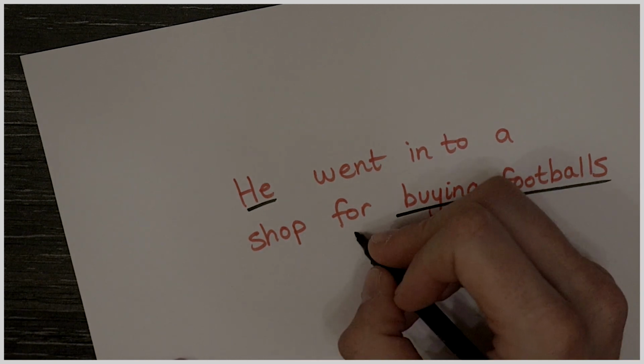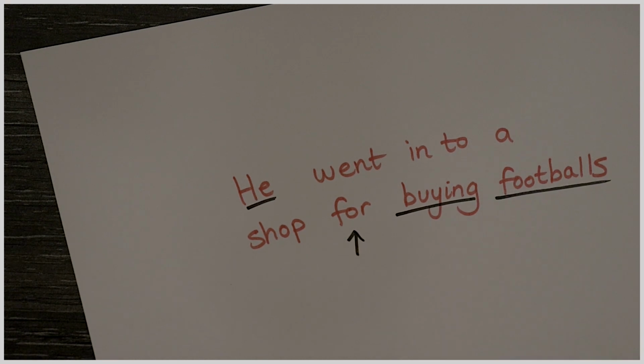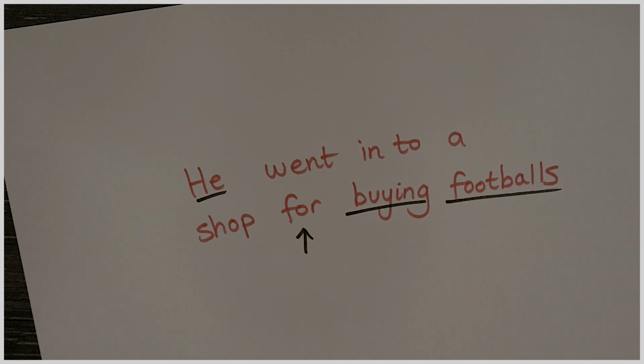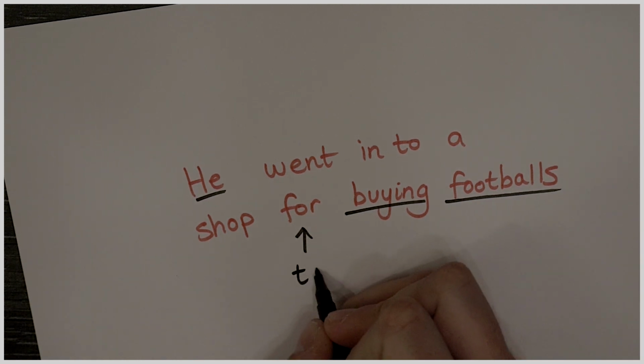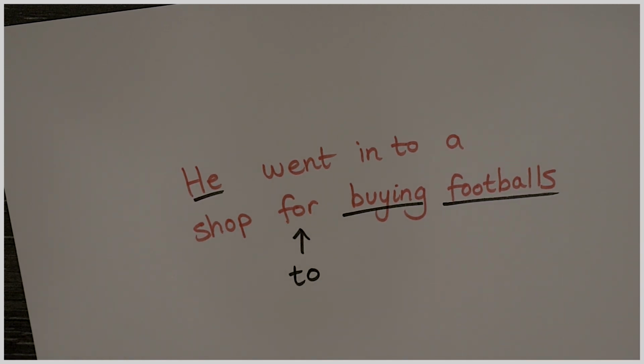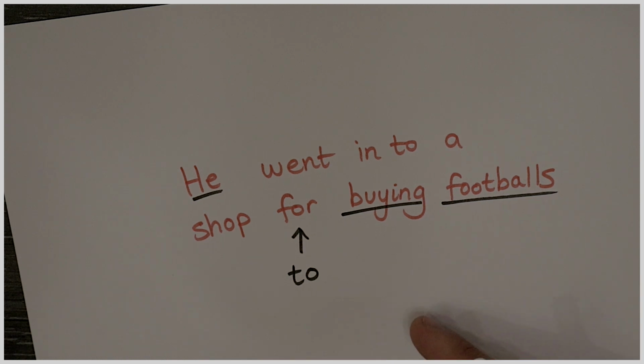But we've got this word for, and we also use this a lot. We mistake the word to and for. Sometimes you guys will come up to me and you'll say, he said for me. And he didn't say it for you, he said it to you. And it's the same problem here. We actually need to say the word to. He went into a shop to buying footballs.